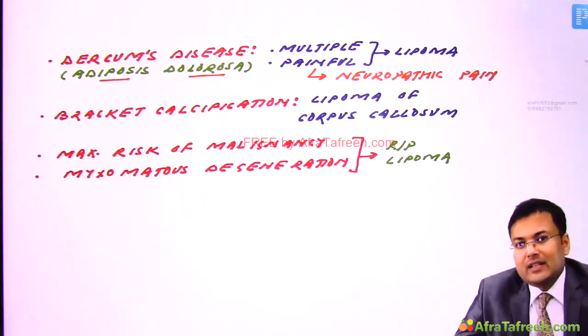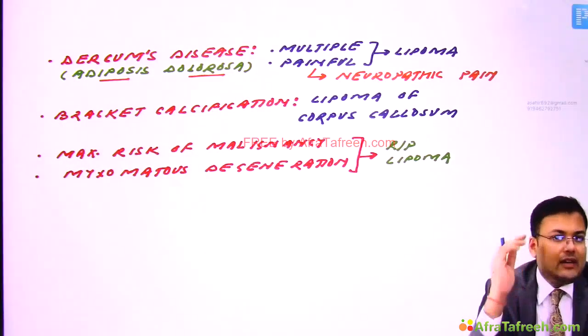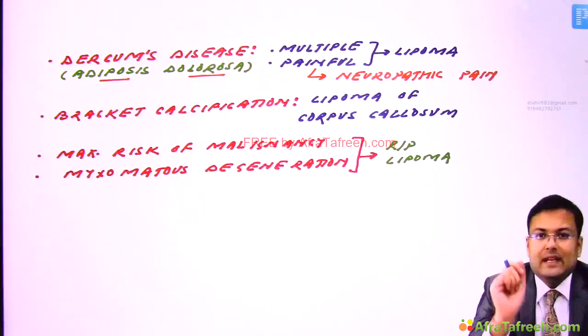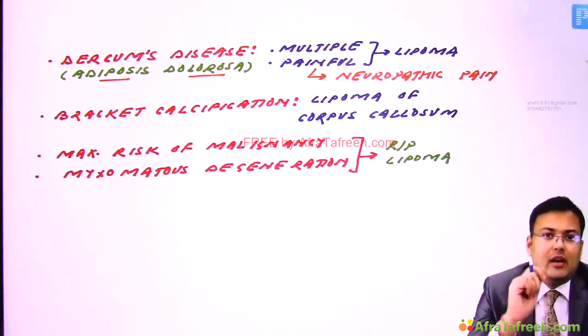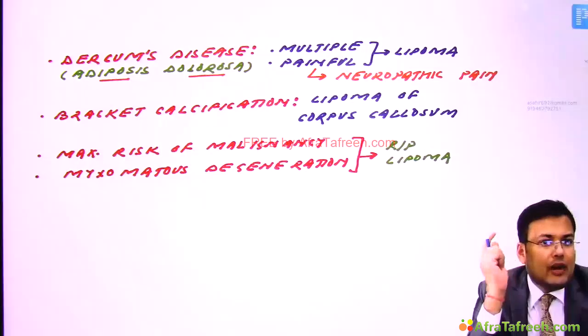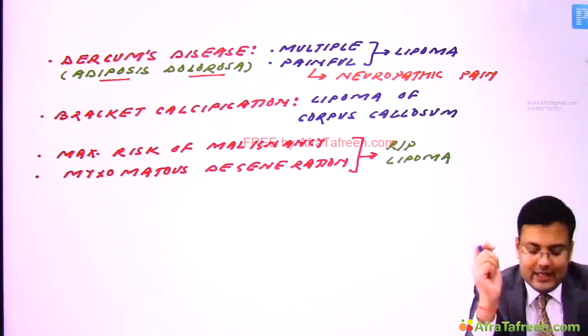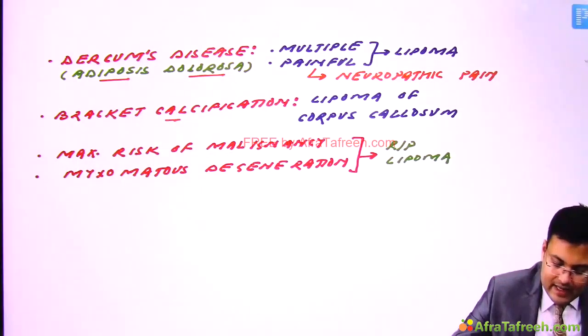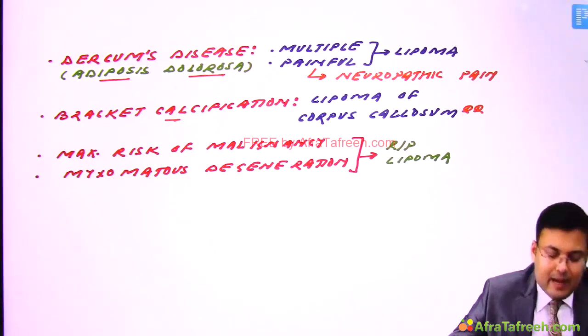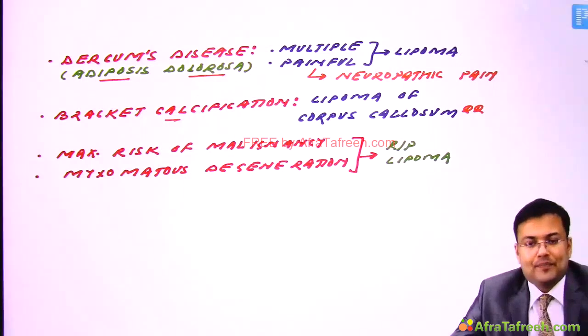Second question was asked in AIIMS in radio that on CT bracket calcification is seen in which lipoma? So in lipoma of corpus callosum, we are going to see what? Bracket calcification. So this bracket calcification is seen in lipoma of corpus callosum.